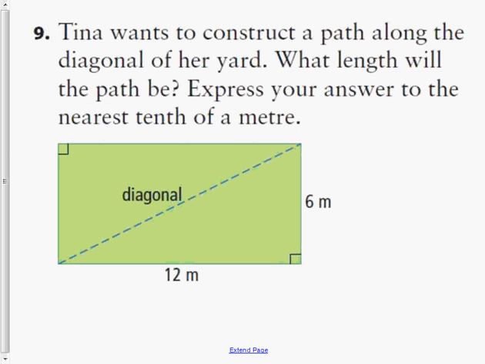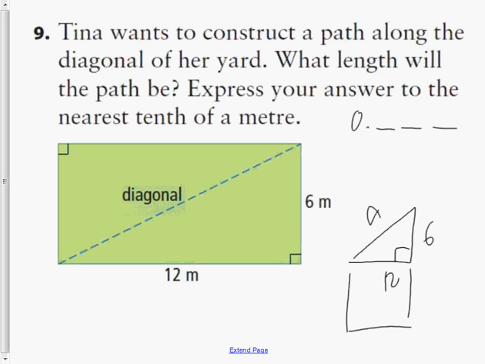Question 9 says Tina wants to construct a path along the diagonal of her yard. Of course she does. What length will the path be? Express your answer to the nearest tenth of a meter. Nearest tenth means one decimal place, right? Because tenths, hundredths, thousandths. Nearest tenth means one decimal place. So 6, 12, and x. x is going to be the length of the path.